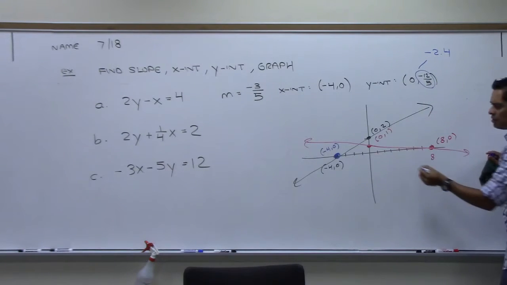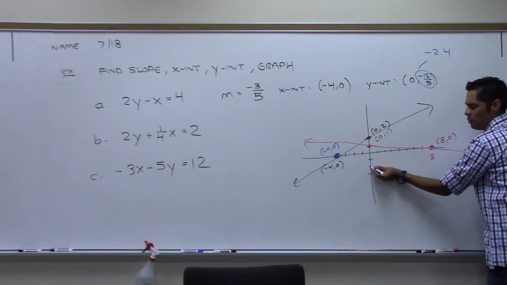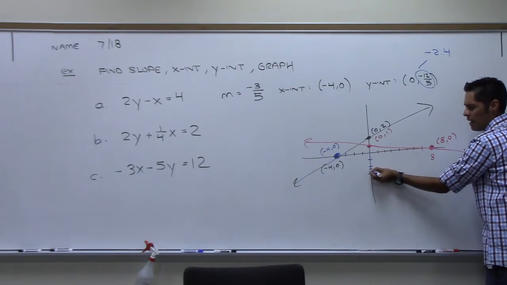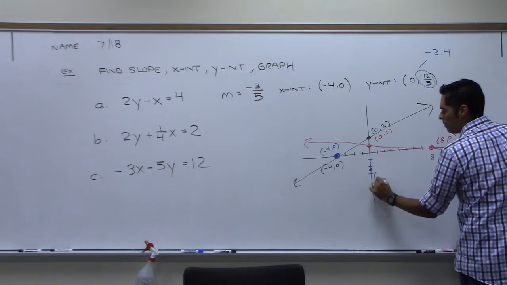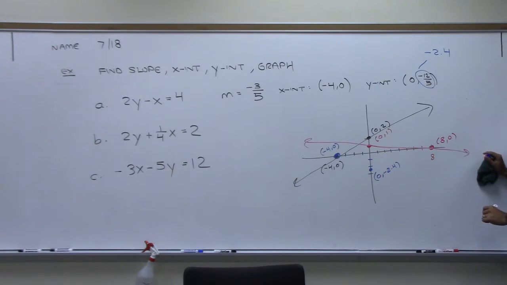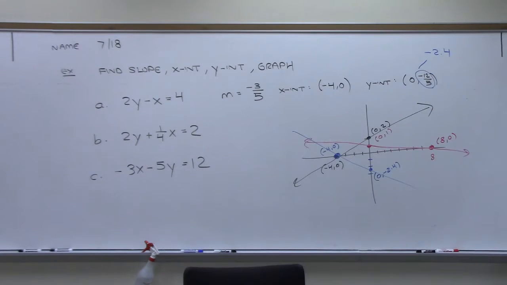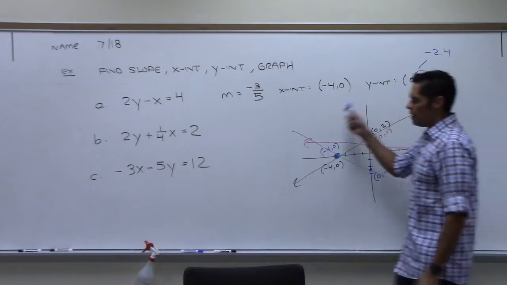So that means I just need to go down. Here's 1, here's 2, here's 3. 2.4 is almost 2.5, so it's just going to be estimating, right? But I'm going to label it so everyone knows what it is. And then I'm going to draw my line through there. We good?